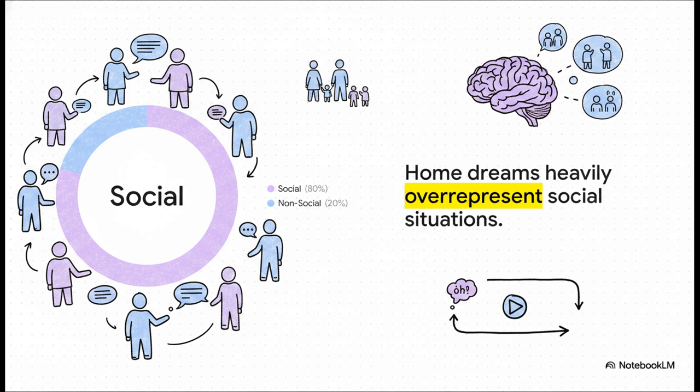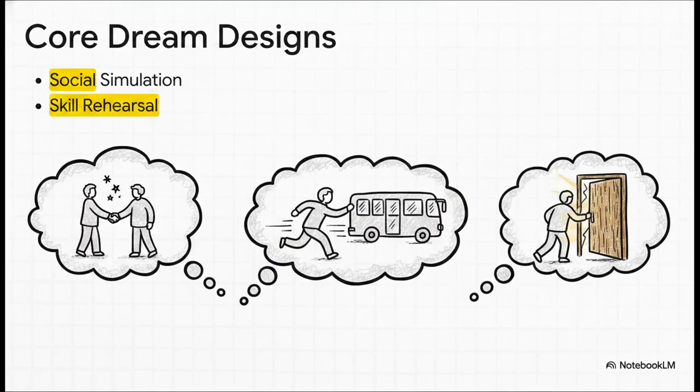Dreams very likely evolved as a sort of nightly rehearsal space. They act as a safe simulation that lets us test out interactions, face potential social embarrassment, or re-engage with people to reinforce our waking social skills overnight. So we can kind of categorize the mind's framework into three core dream designs.